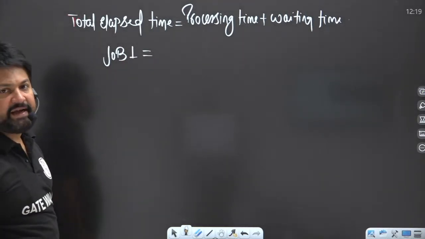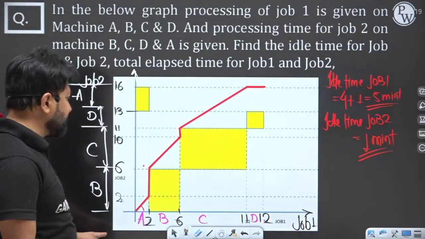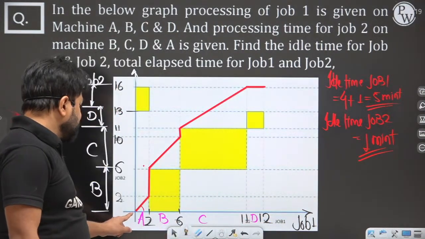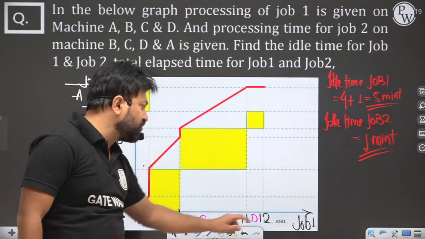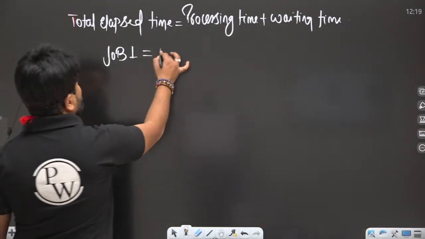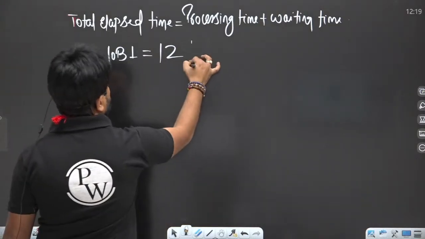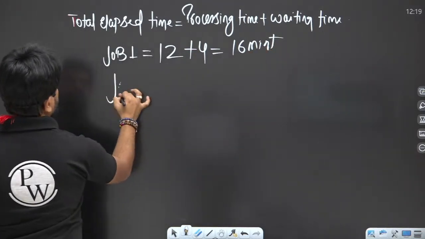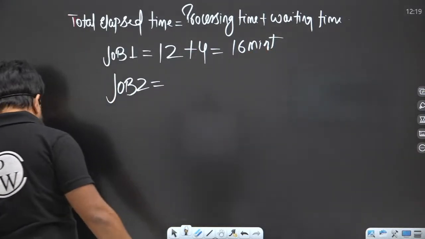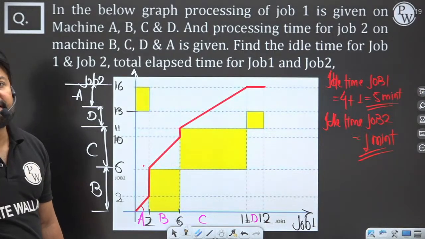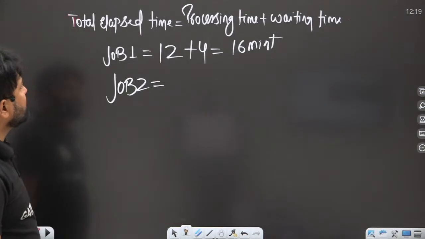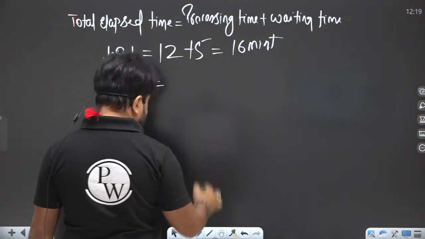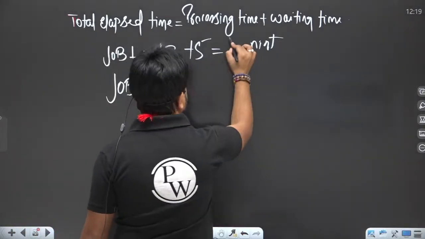then the total processing time of job 1, according to the graph, is from 0 to 12. And the total waiting time is 4. So the elapsed time is 16 minutes. Similarly, for job 2, sorry, it's a 5, not 4. Yes, it's a 5. So it comes to 17.